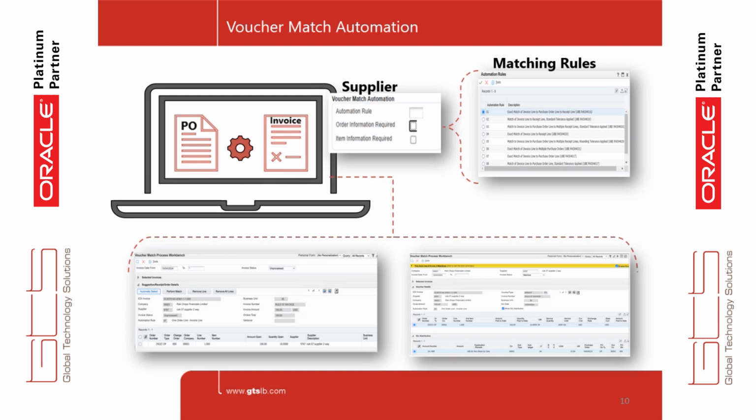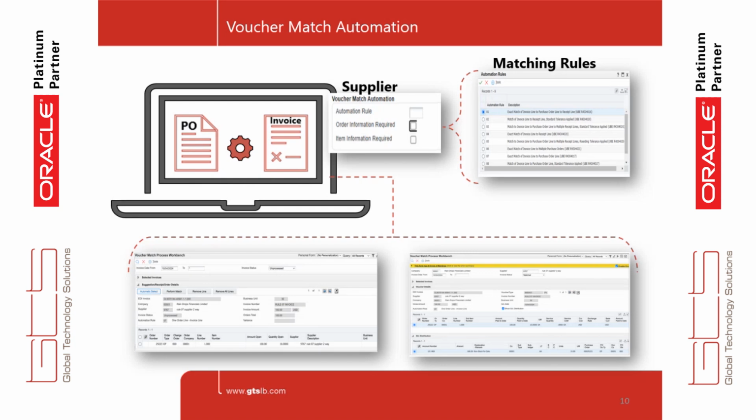I have a PO, I have a supplier invoice, I have a receipt, and I want to match them directly, automatically together. So this is what the automation does. It's built by a set of rules that help you decide how you want to do this automatic matching. And this automatic matching usually can be done directly or blindly through a UBE that runs in the background on a schedule, or it can be done interactively, what we call a voucher match processing workbench.